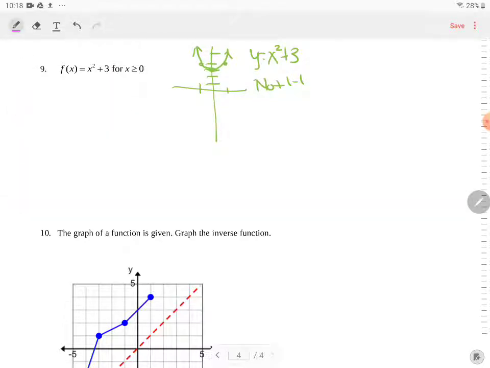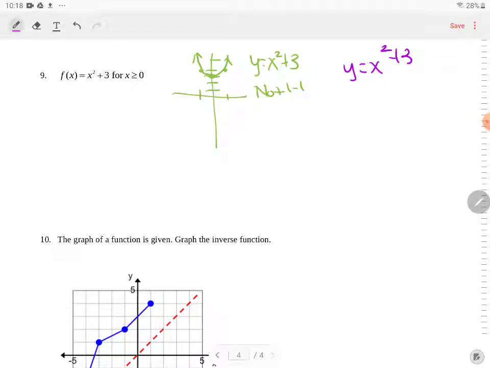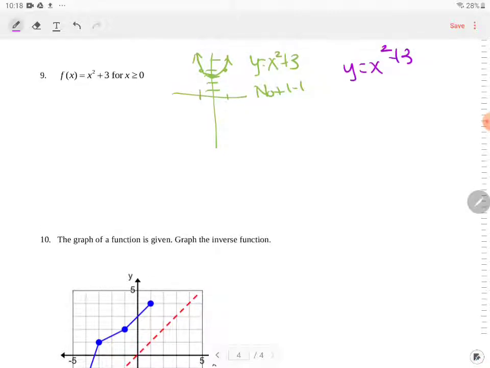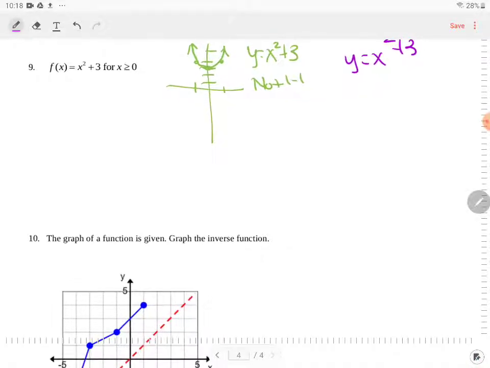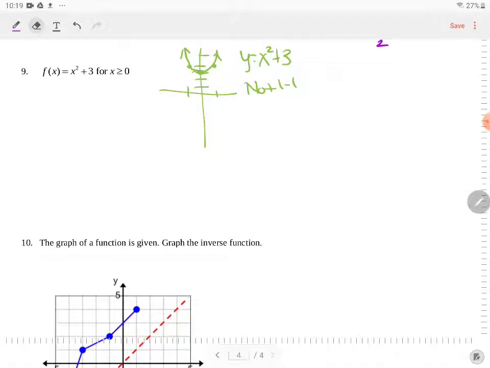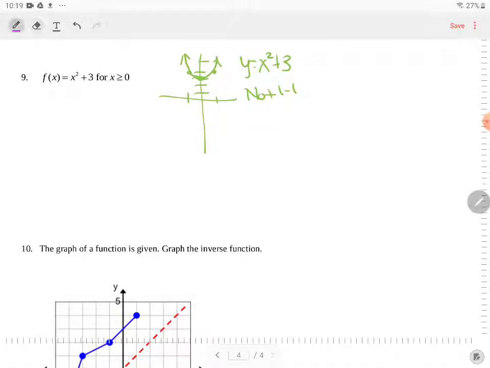So let's look at the parabola we have for this equation. Y equals x squared plus 3. Let me rewrite that again. Y equals x squared plus 3. But we're going to restrict the domain so that x is greater than or equal to 0. So that means I'm going to start at 0.